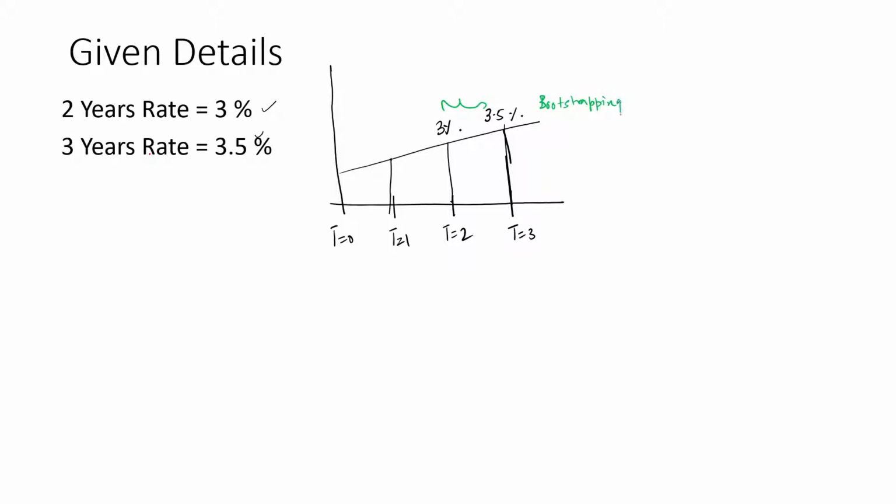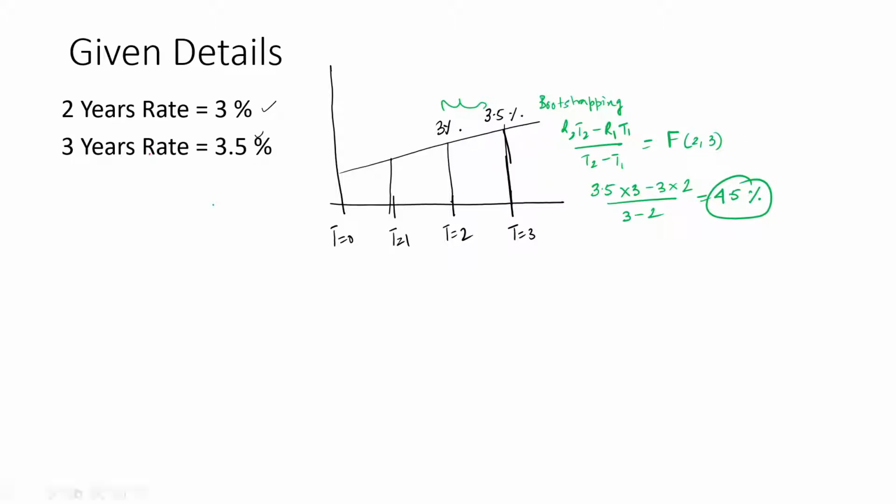So how do we find out that rate? Well, that is very easy. All that we do is that we make use of the R2 T2 minus R1 T1 formula divided by T2 minus T1. This is the forward rate between year 2 and year 3. So we input the details that have been given here, that is 3.5% into 3 minus 3 into 2 divided by 3 minus 2. If we do this math, this comes out to be 4.5%. So all that it means is that the forward rate between year 2 and year 3 is 4.5%.